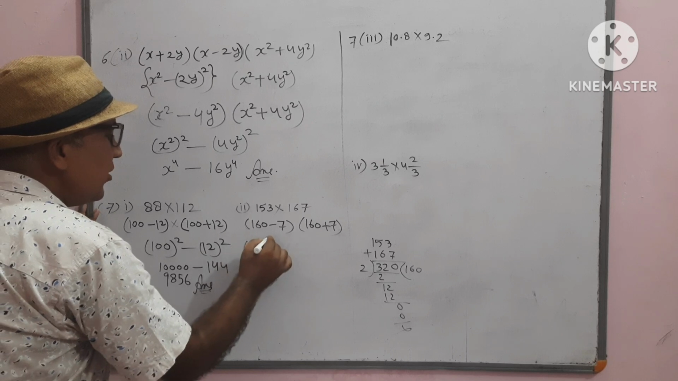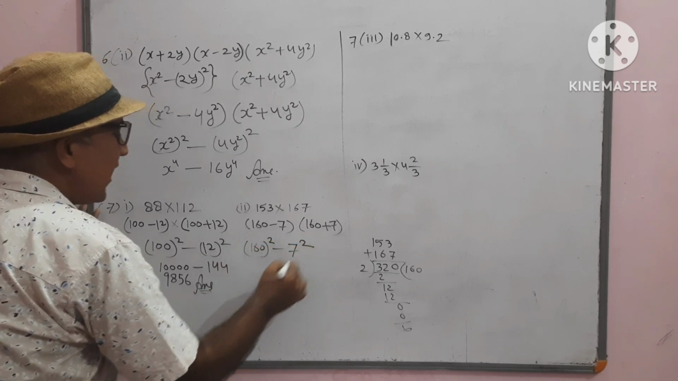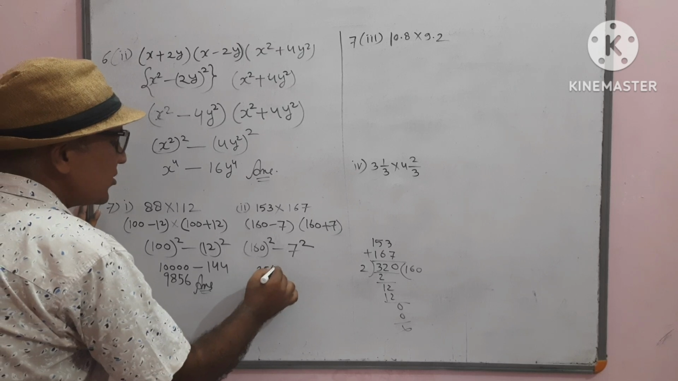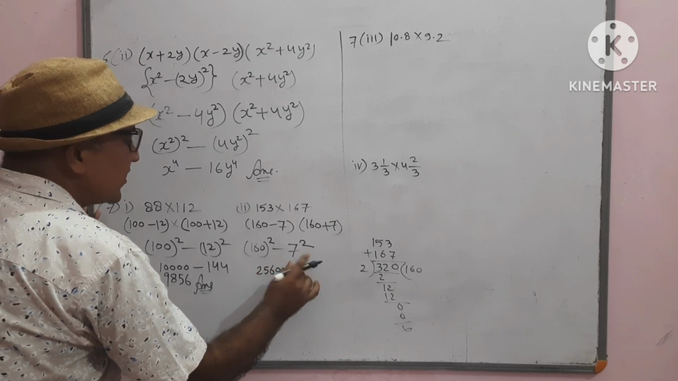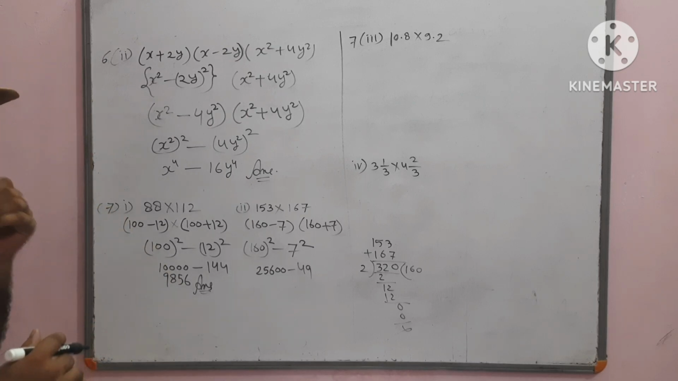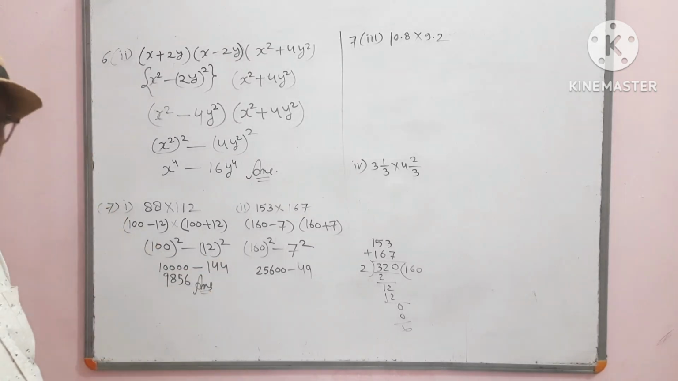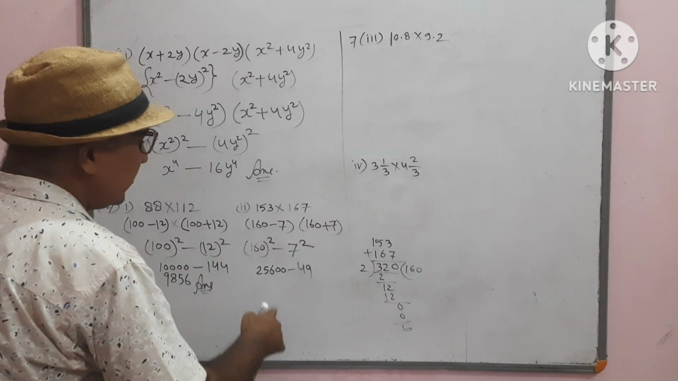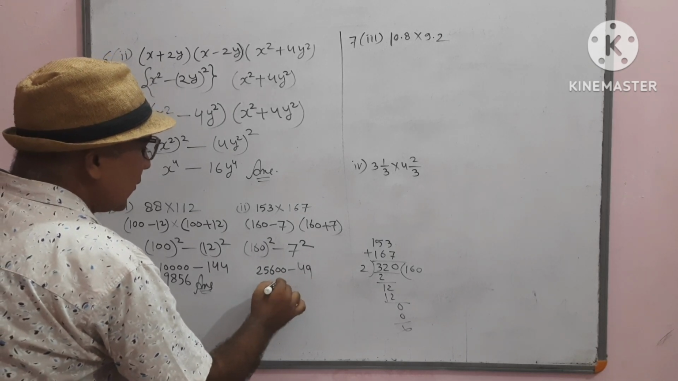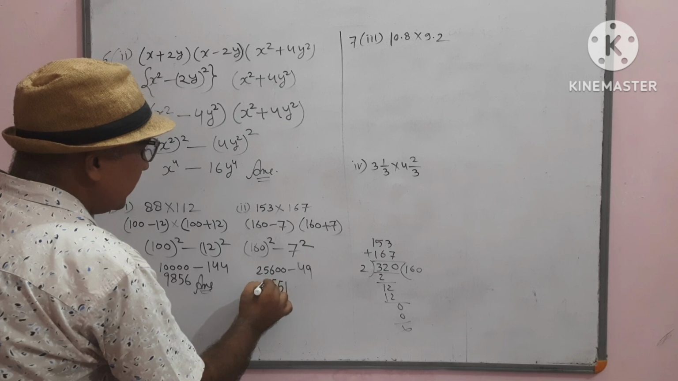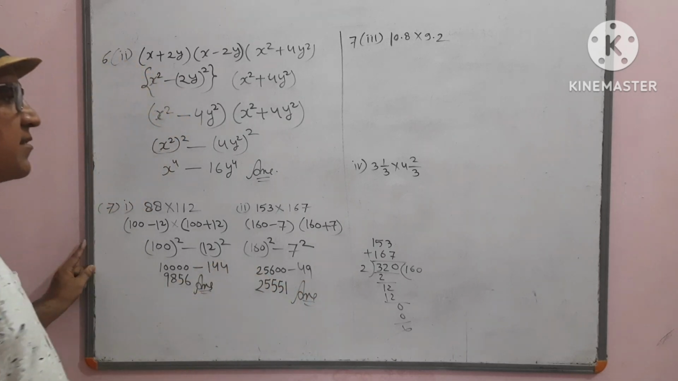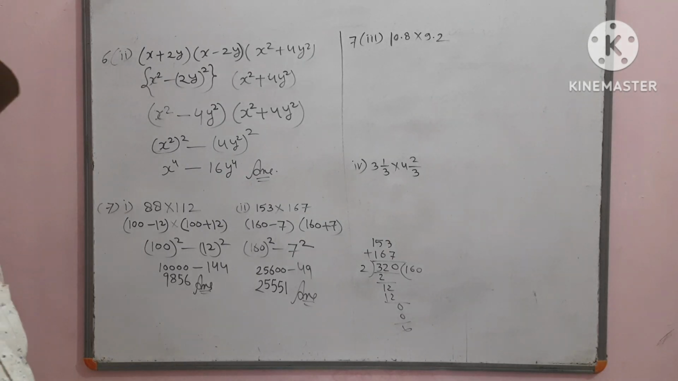So this will be 160 square minus 7 square. 160 square is 25600 and 7 square is 49. This you can calculate and you can check. Okay? Now subtract and that will be your answer. 10 minus 9 is 1. 9 minus 4 is 5. There is 5. 25,551 is the answer. Understood?